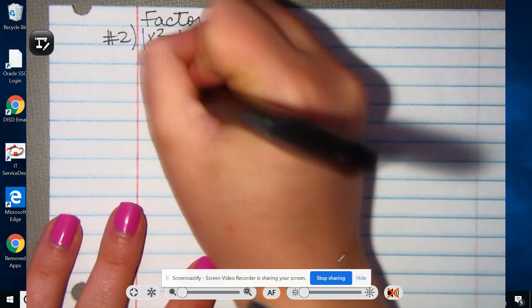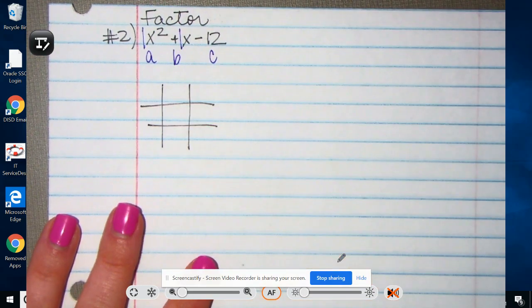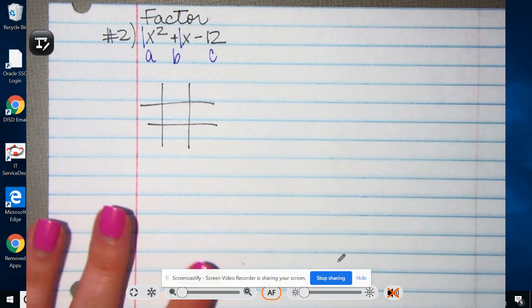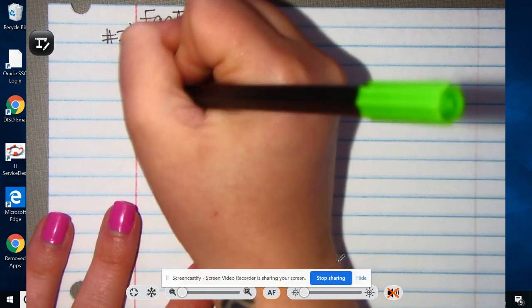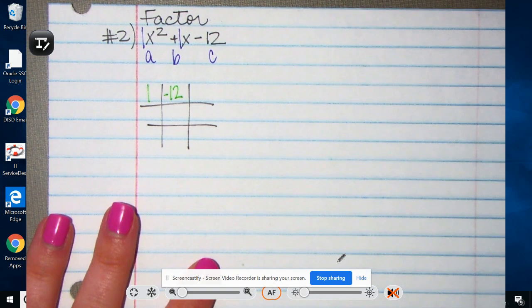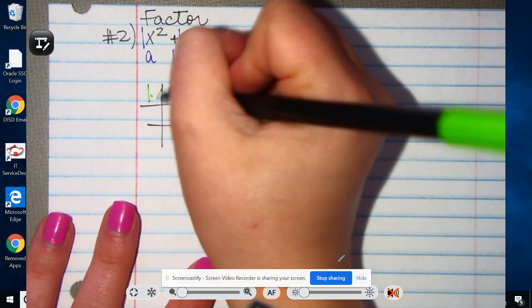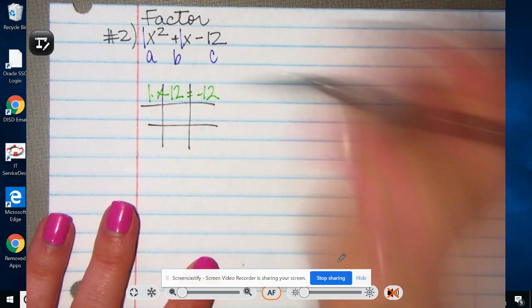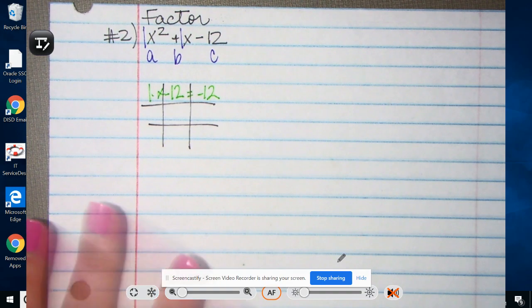Then we can set up our tic-tac-toe board, and we're going to fill in with the numbers that we have. So our A value is 1, and my C value is negative 12. Make sure you keep that negative sign. And then we're going to multiply 1 times negative 12, which is negative 12, A times C.